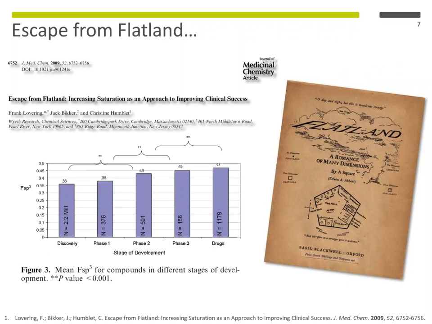Another motivation is the recent work from Frank Lovering and colleagues at Wyeth, the Escape from Flatland paper. So this was using FSP3, the fraction of sp3 centers in a molecule, as a measure of three-dimensionality, although it's really a measure of topological complexity. But in this paper, they tried to demonstrate that enhanced three-dimensionality led to improved clinical success.